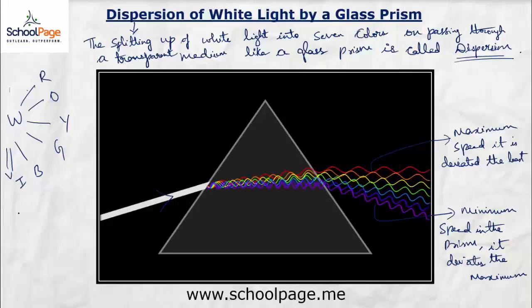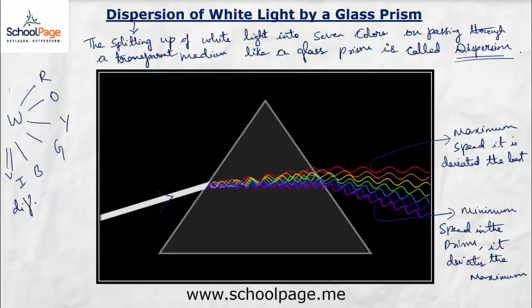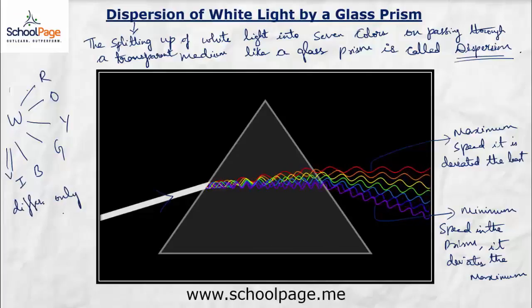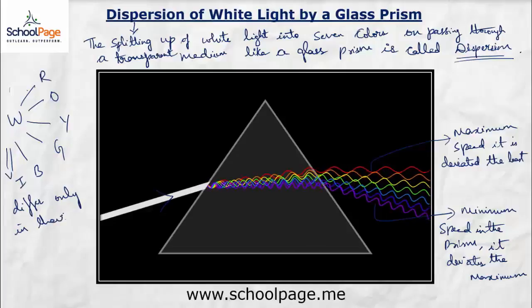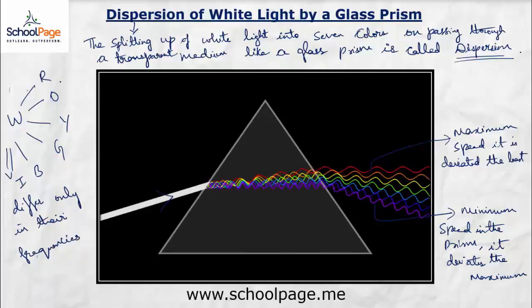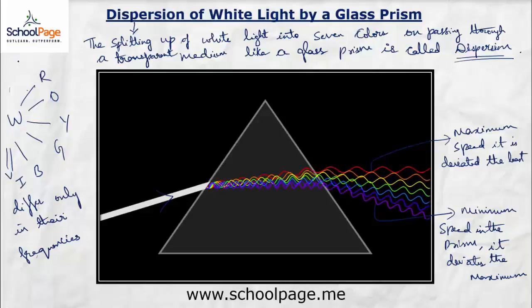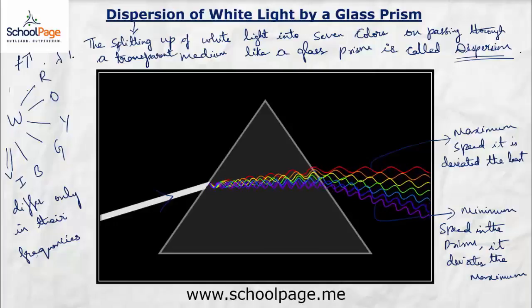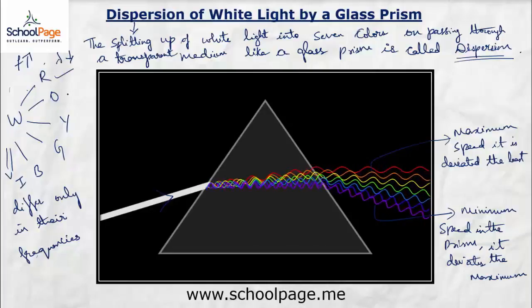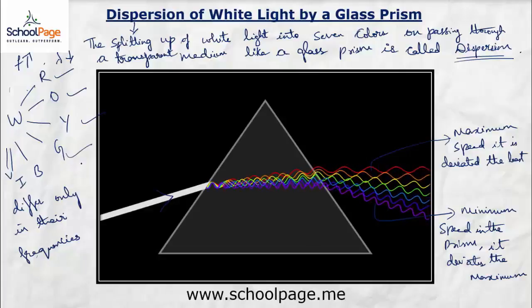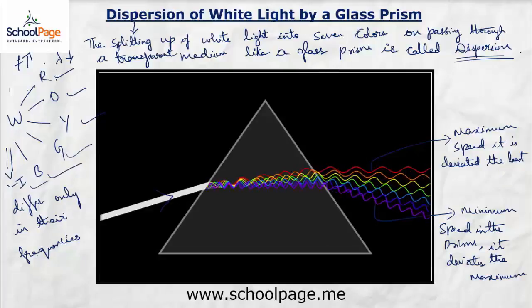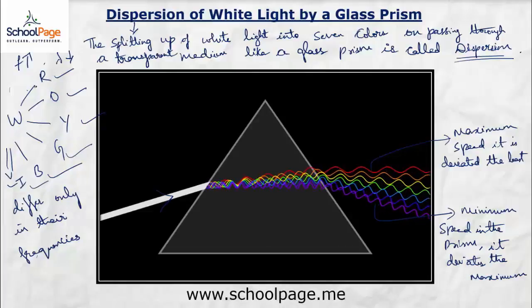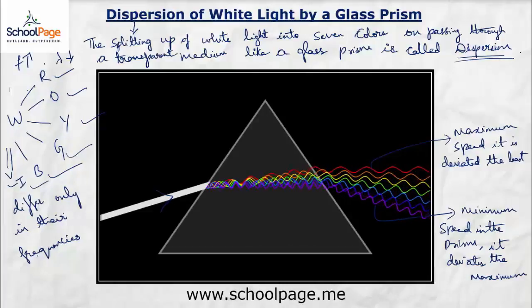These 7 colors differ only in their frequencies. So the colors in the order of increasing frequency but decreasing wavelength are given as red, orange, yellow, green, blue, indigo and violet. So frequency is increasing from red to violet, whereas wavelength is decreasing from red to violet.